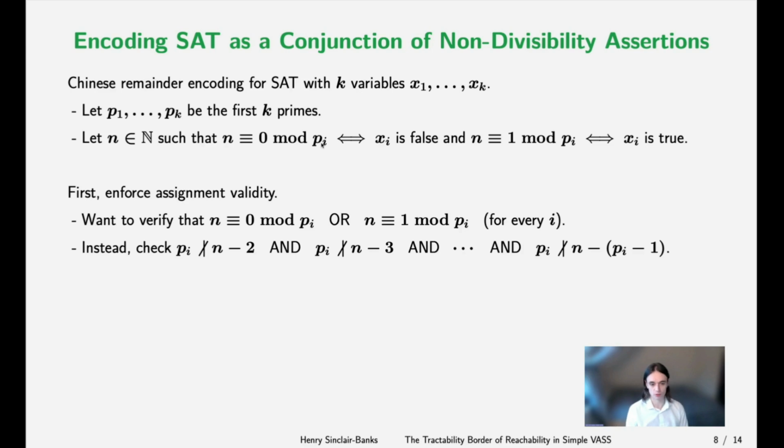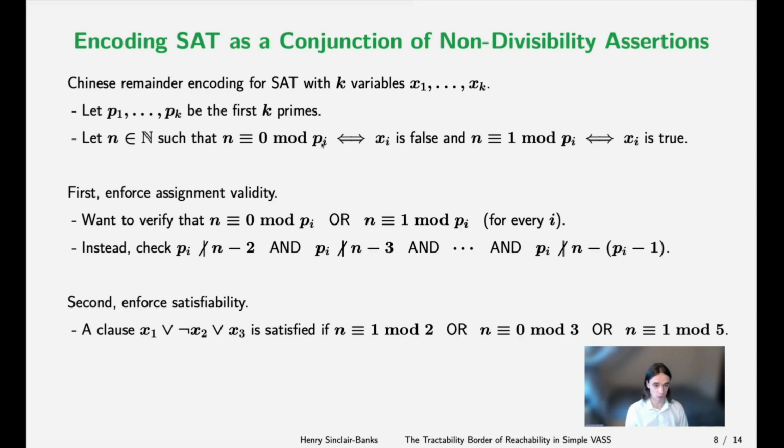And second, to enforce satisfiability, let's consider a clause. Look at this dummy clause x1 or not x2 or x3. Now, this clause is satisfied if n is equivalent to 1 mod the first prime, that's 2, or 0 mod the second prime, that's 3, or n is equivalent to 1 mod the third prime, that's 5.